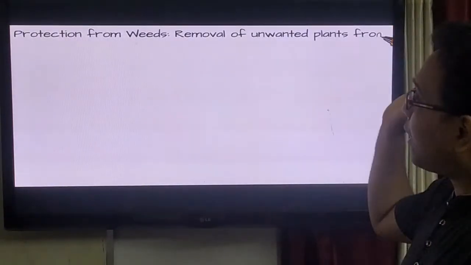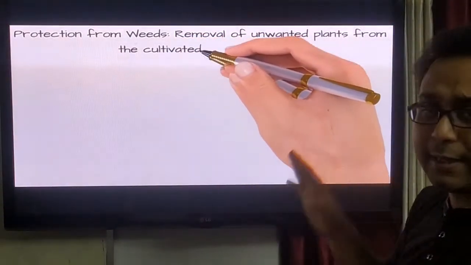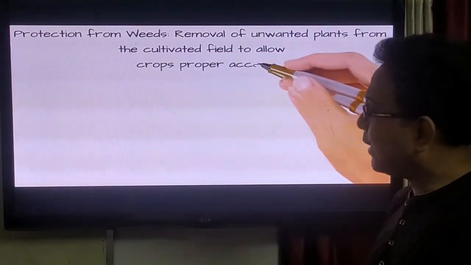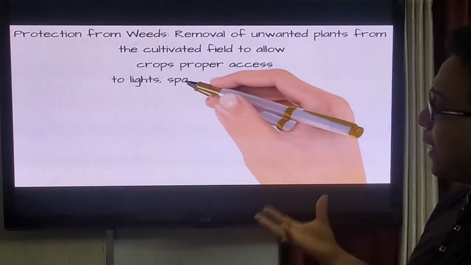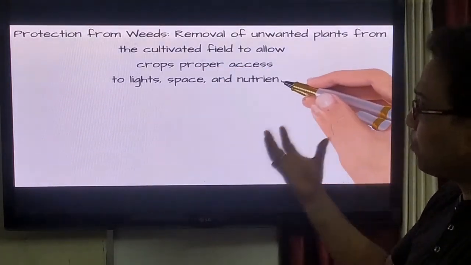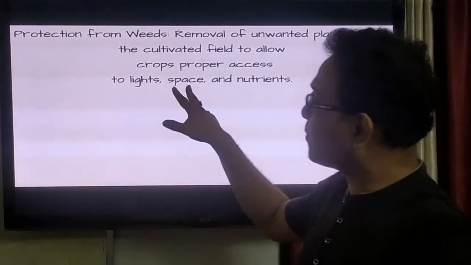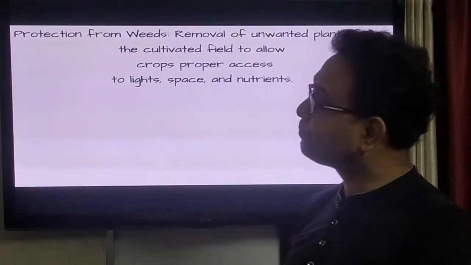So this is the removal of unwanted plants from the cultivated plants, to allow the crops to get proper access to light, to space and to the nutrients. Not only the nutrients, the light and space are also important.